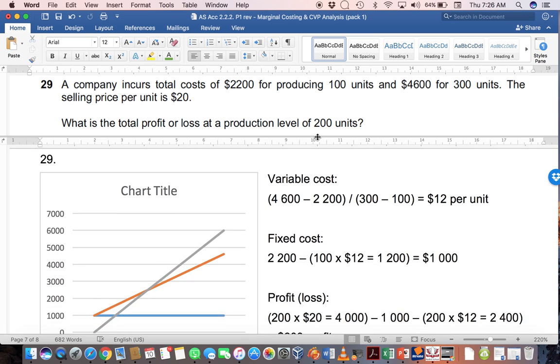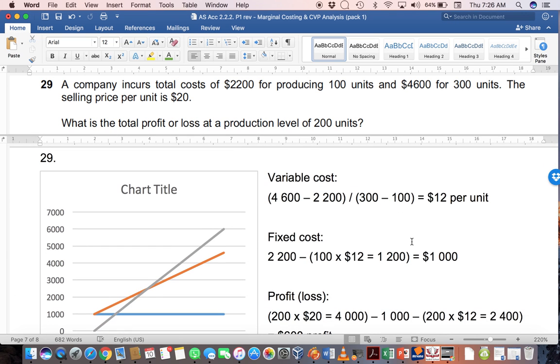Question 29. A company incurs total costs of $2,200 for producing 100 units and $4,600 for 300 units. The selling price per unit is $20. What is the total profit or loss at a production level of 200 units? Now over here, you're given a variety of information, and you're going to need to use break-even to help you here.